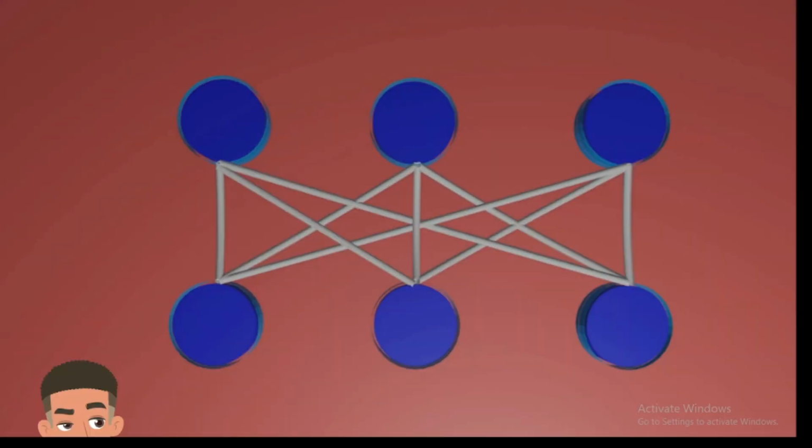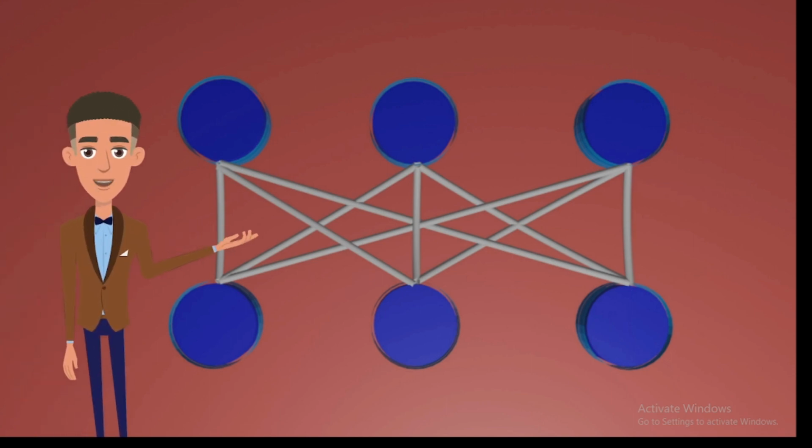But did you know what graph theory is? Graph theory is a branch of mathematics that deals with the study of graphs, which are mathematical structures consisting of vertices and edges connecting them. As you can see in this database graph, we have the vertex and edges.